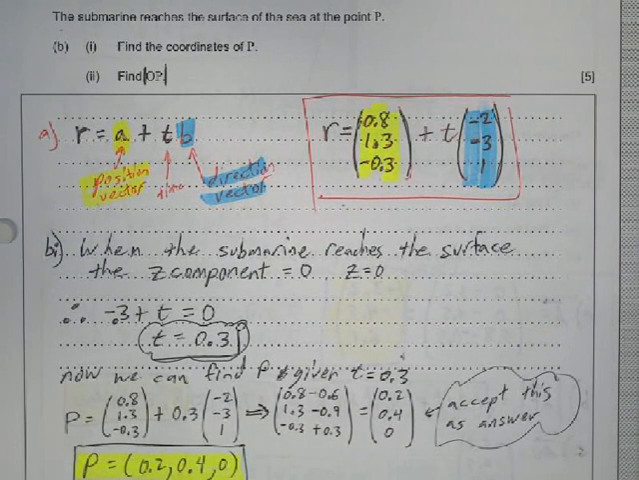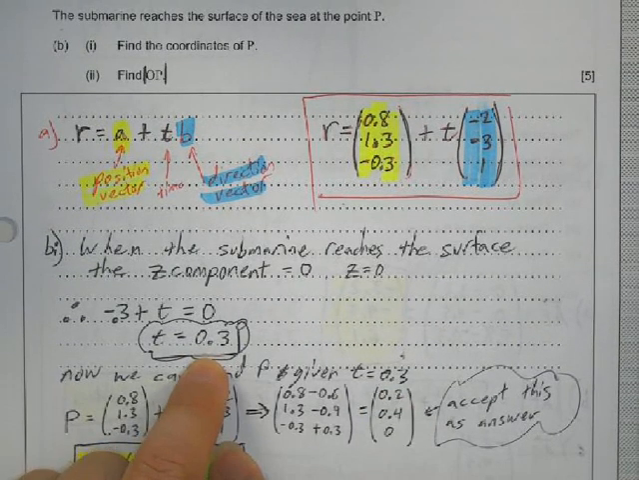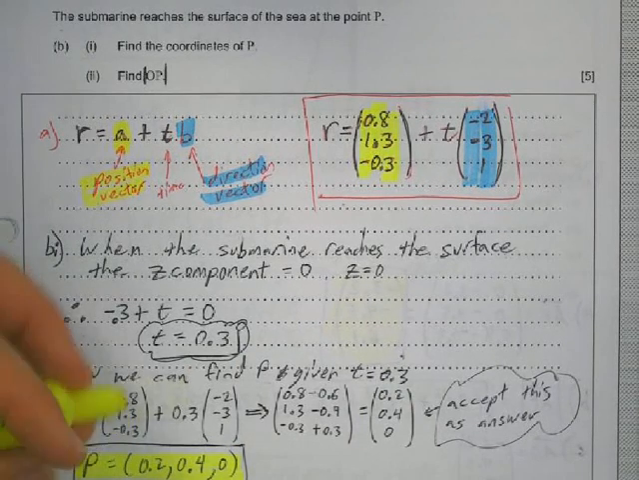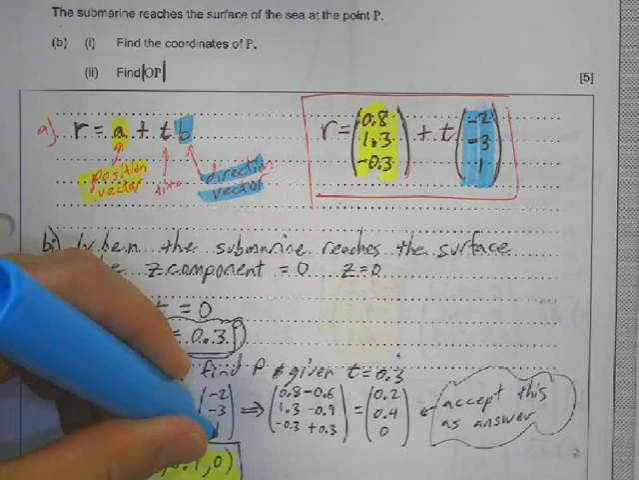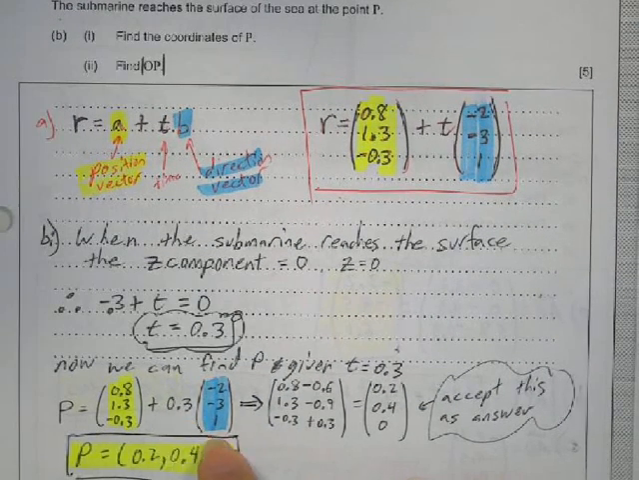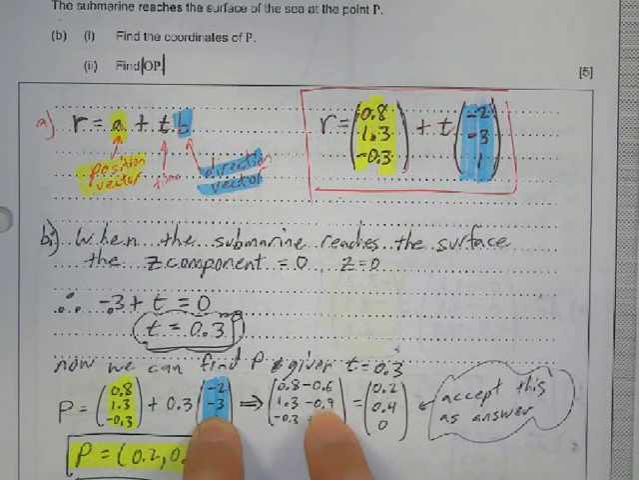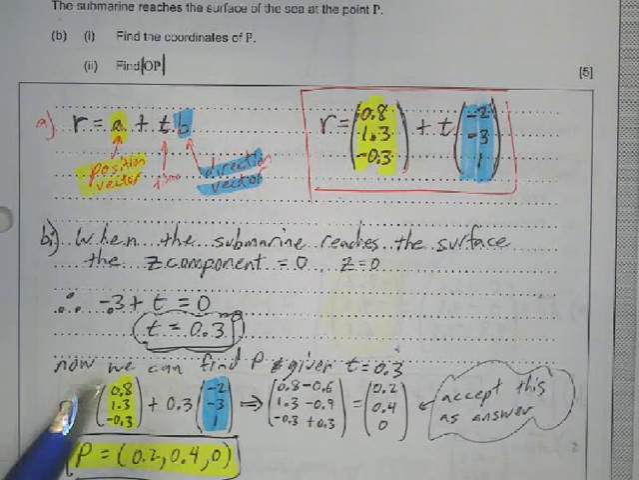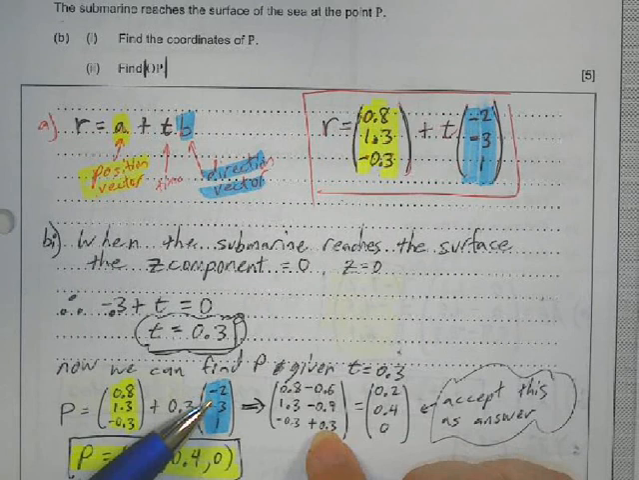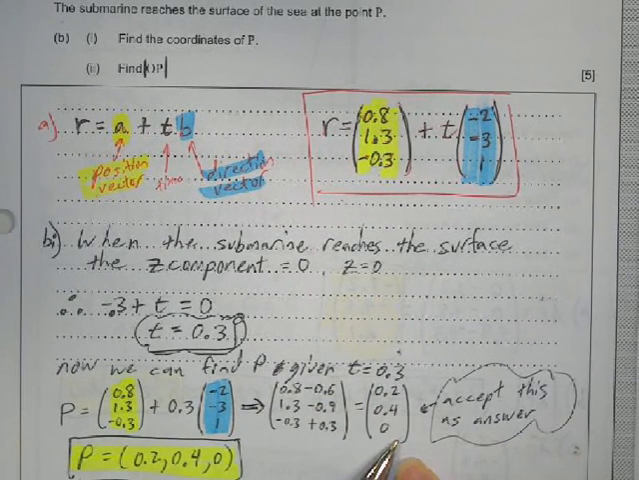Okay, so first of all, before we even get started, I need to find out where point P is at time 0.3. So I'm taking my original position. We know the time here is 0.3, and I'm multiplying the 0.3 times my direction vector. So 0.3 times negative 2 gives me this, 0.3 times negative 3 gives me this, and 0.3 times 1 gives me this. Okay, and so now I'm going to take my position vector and add it with these values here, and now I get this is where point P is. This is the coordinates of point P.